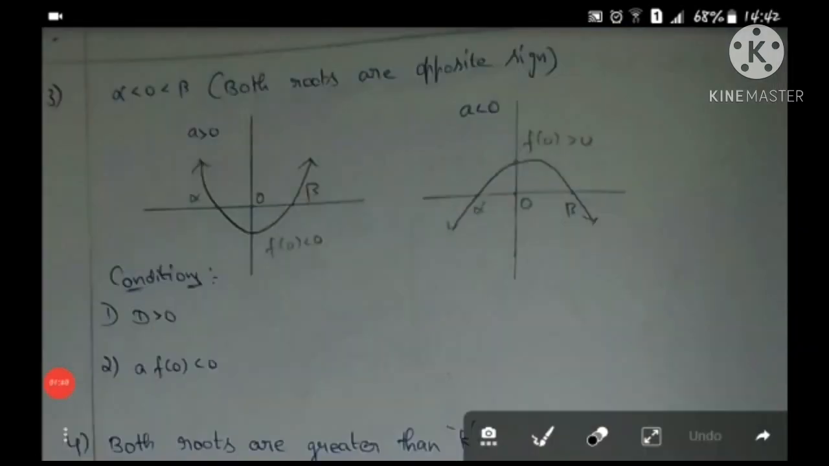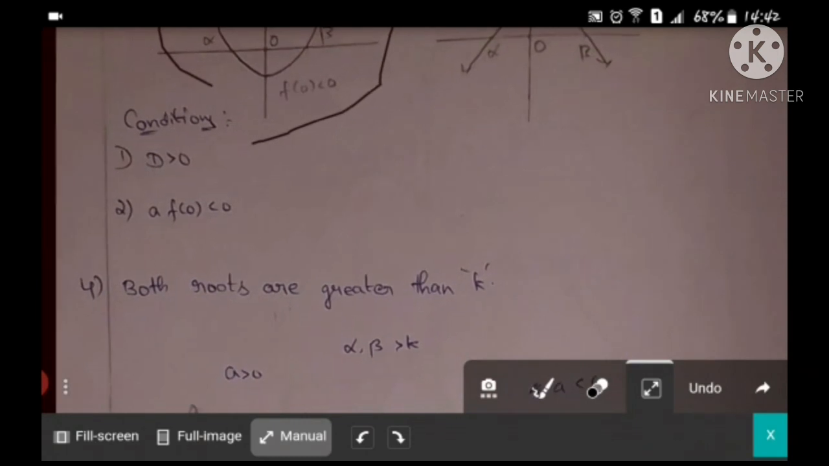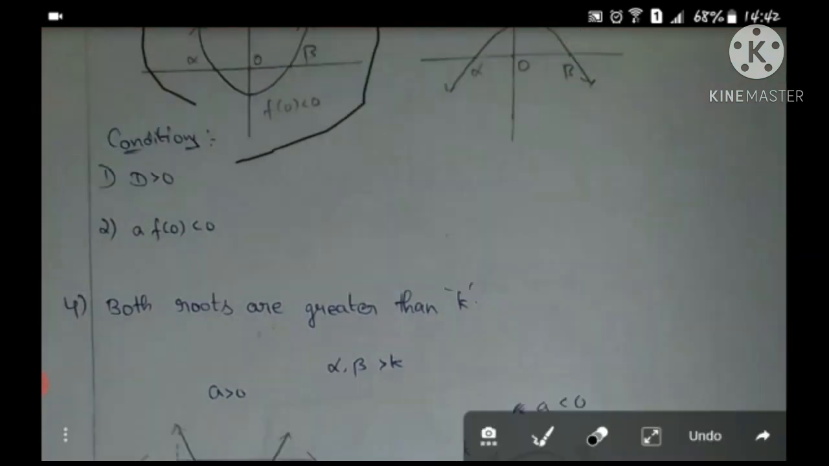And then the third condition is, if alpha is less than 0 and beta is greater than 0, both roots are of opposite sign. Here, we get the graph in case of a greater than 0 like this graph, and if a less than 0 we get this graph. Here the conditions are delta is greater than 0 and a into f of 0 is less than 0.